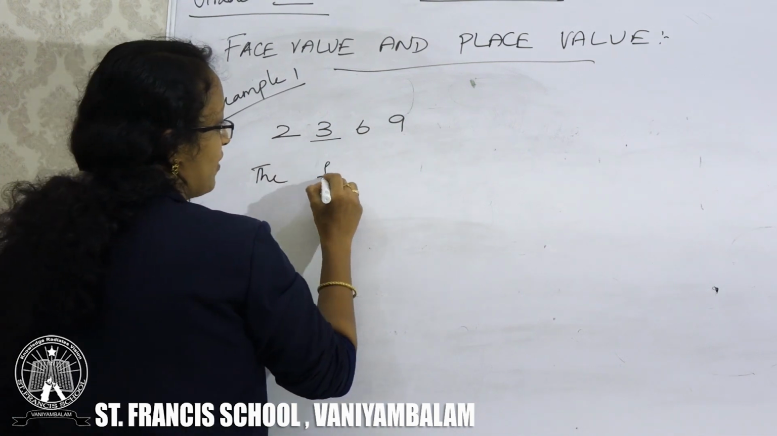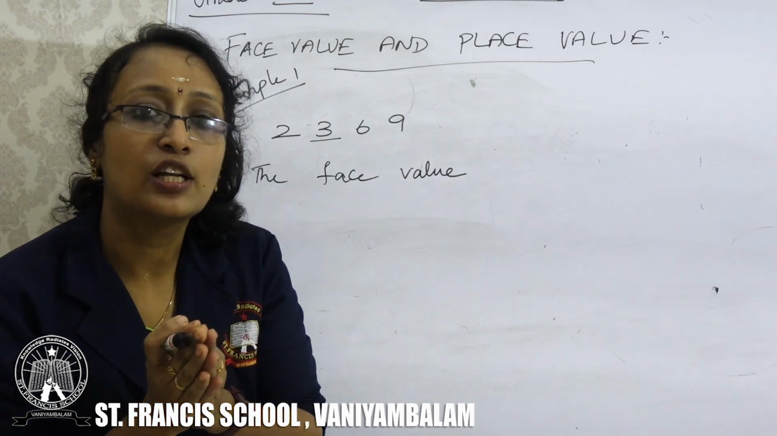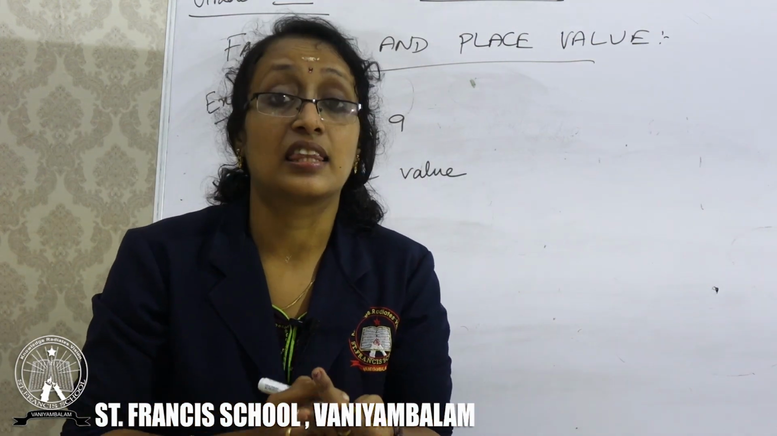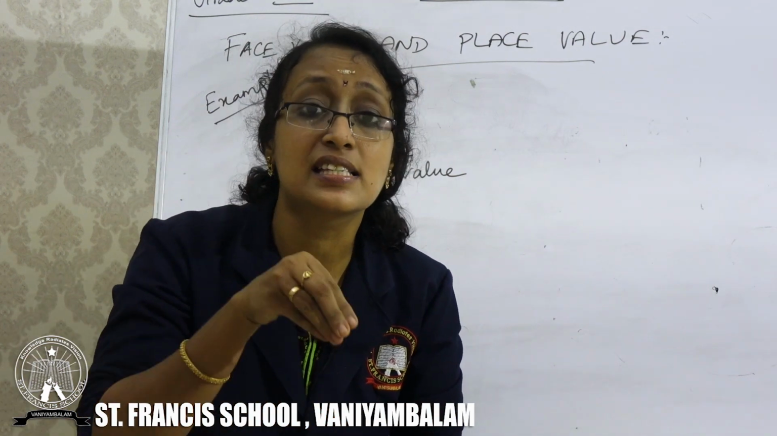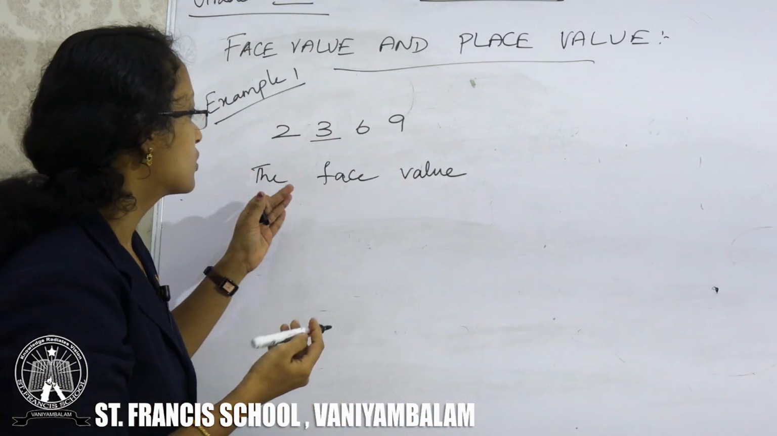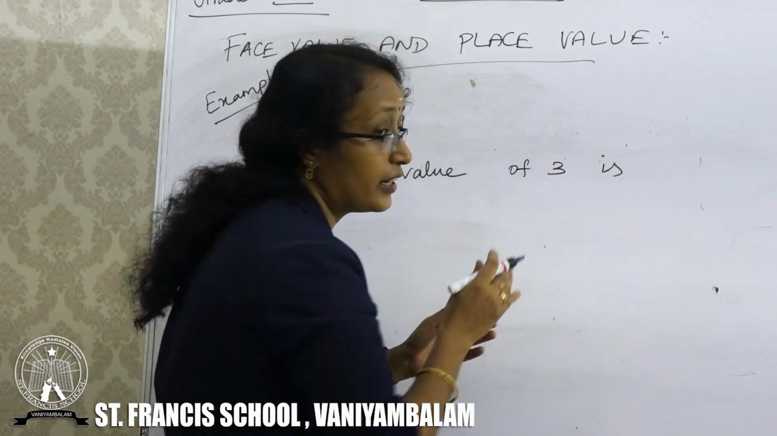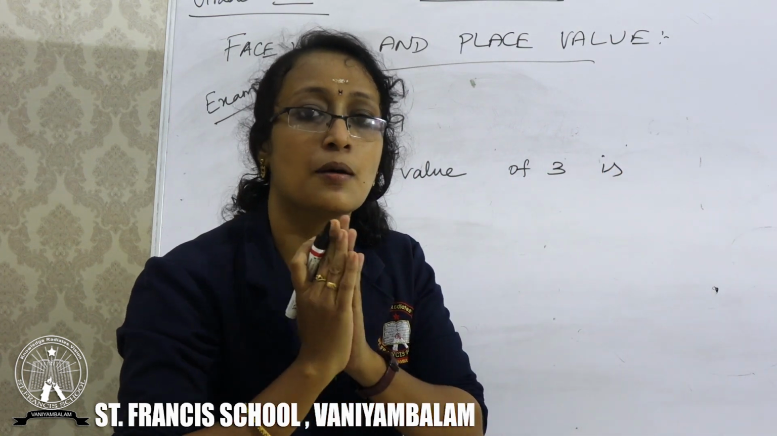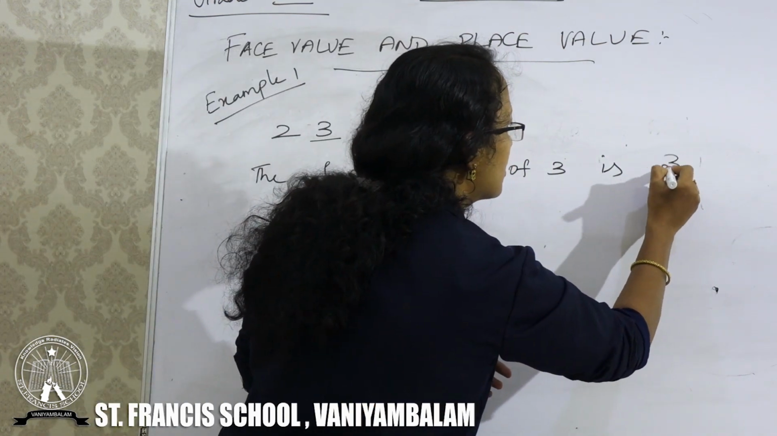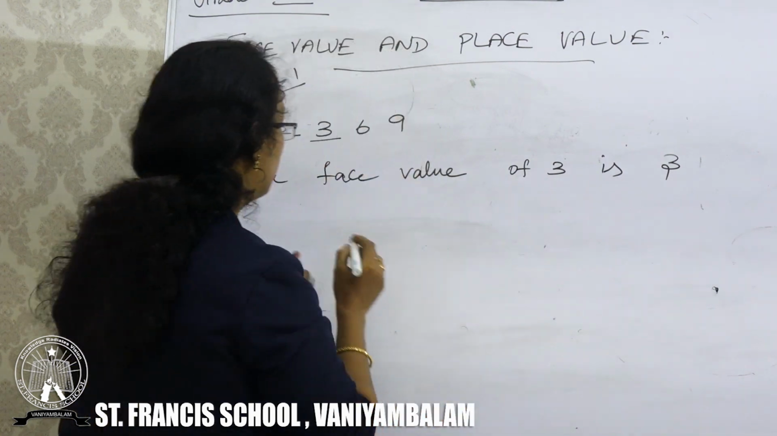The face value, I told you, face value means the value of the digit. Place value means the digit that occupies the place, that is in the place value chart. So the face value of 3 is, I told you, face means mirror. Remember mirror. When you see 3 on the mirror, you will see the same 3, right? Yes, the face value of 3 is 3.